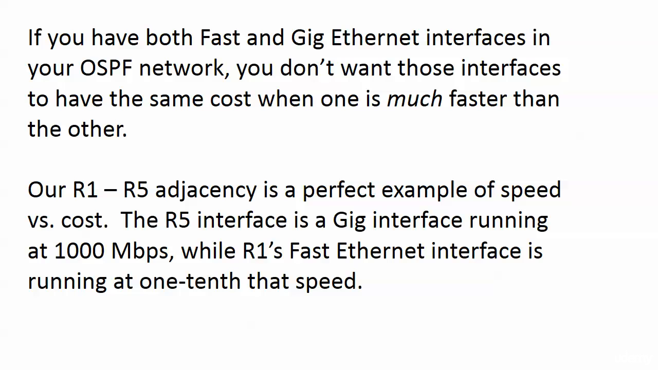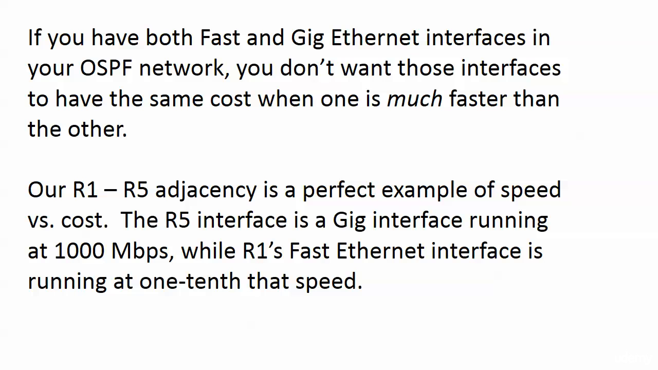Because as your network grows, of course, you're going to have one link that's running at Gig Ethernet, another one running at fast Ethernet. They're going to be represented by the same cost. So we don't really want that. Again, it doesn't necessarily mean your packets aren't going to get where they're going. It may just mean they're not going to get there as quickly as they could.